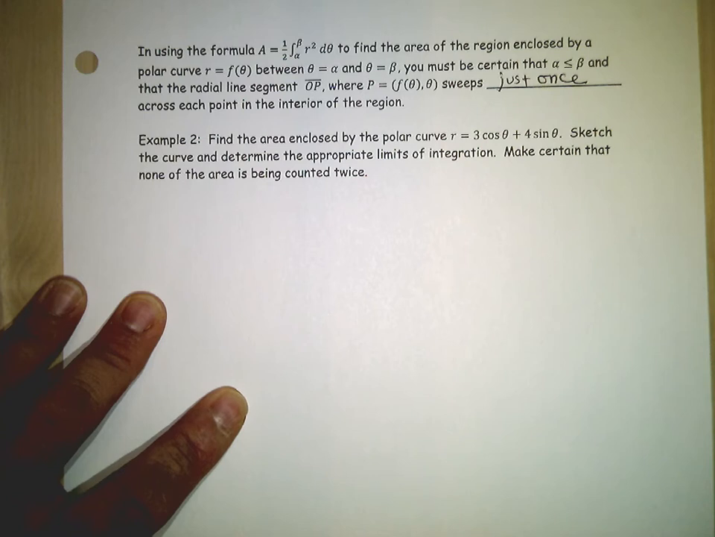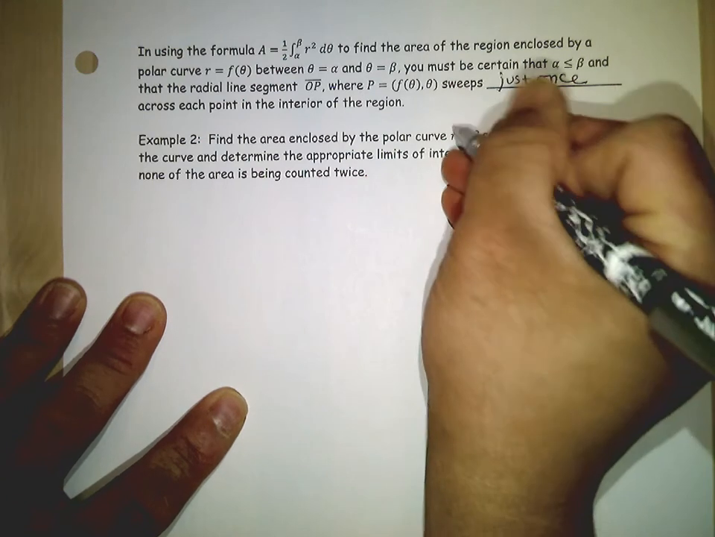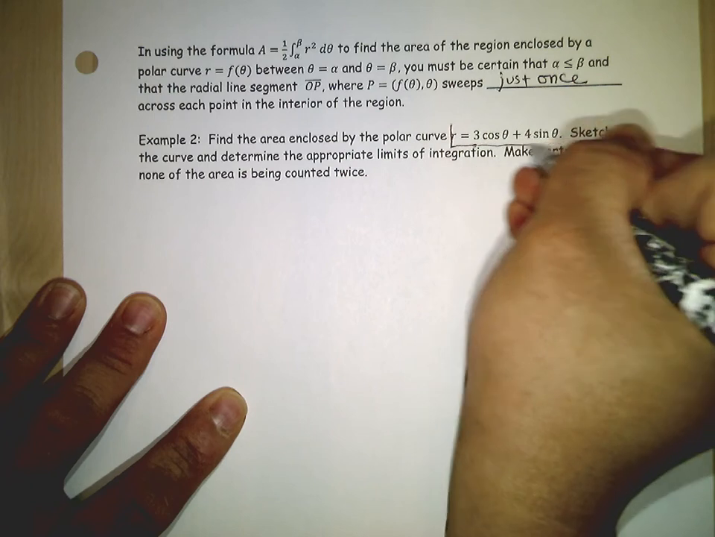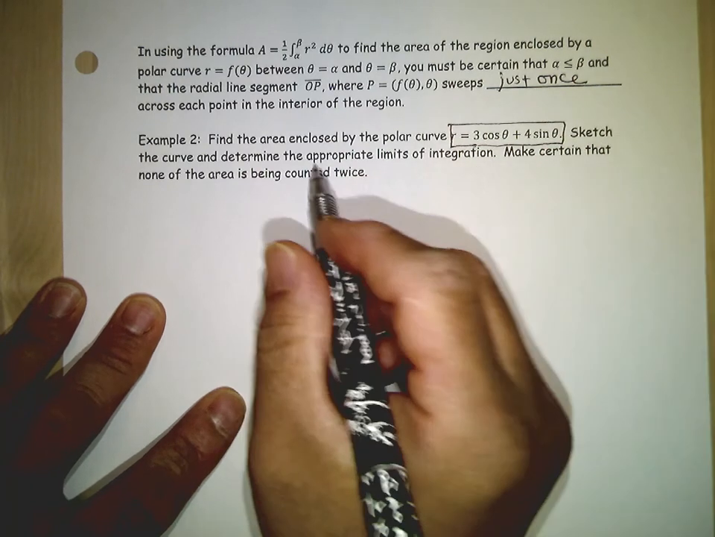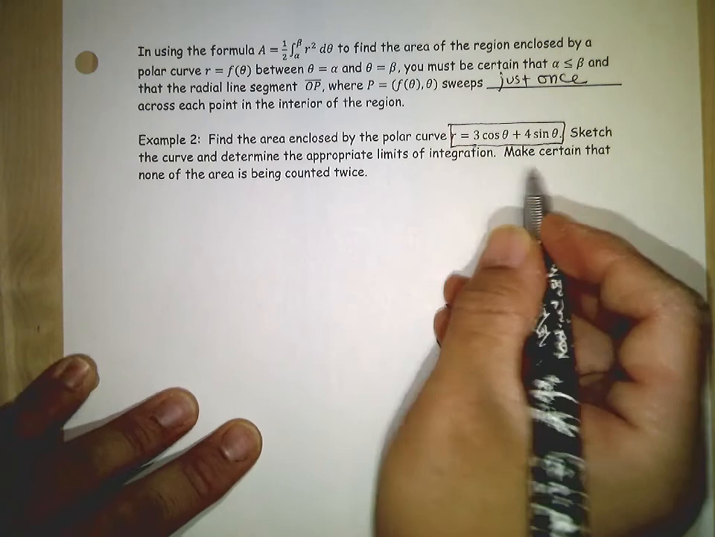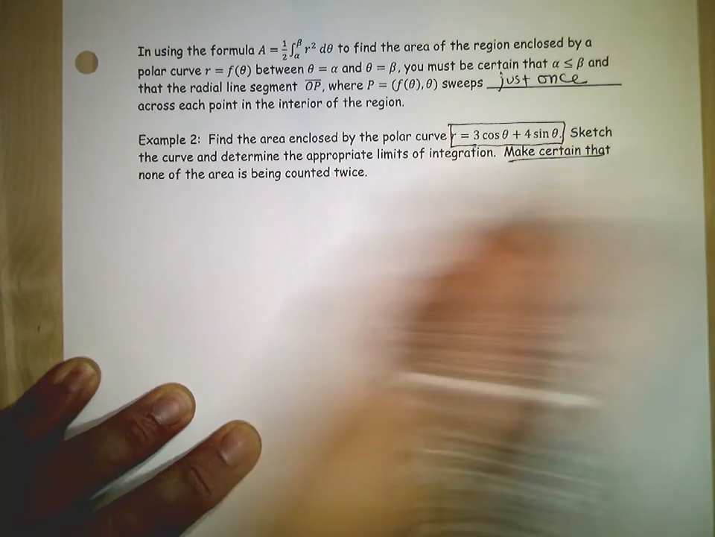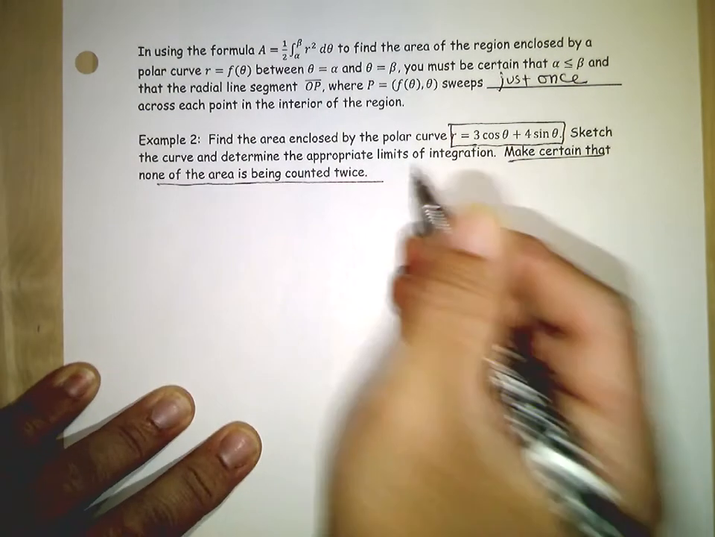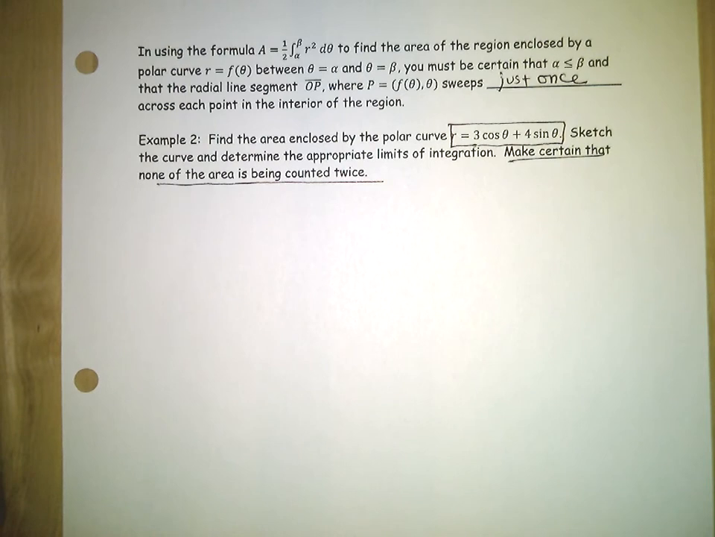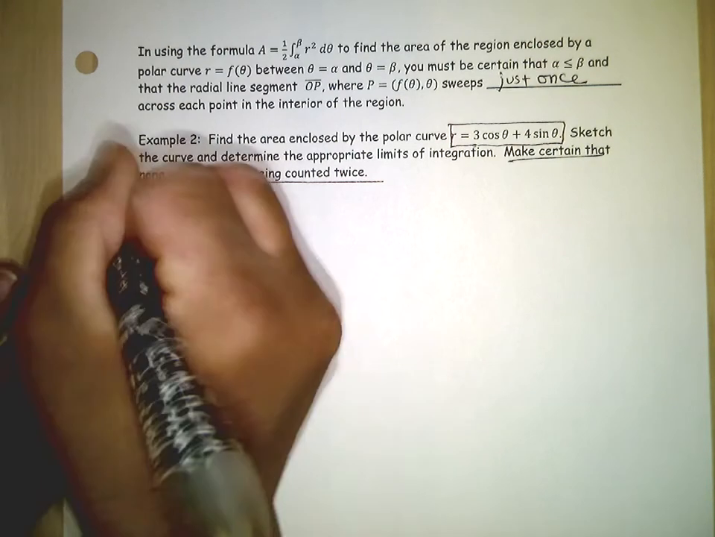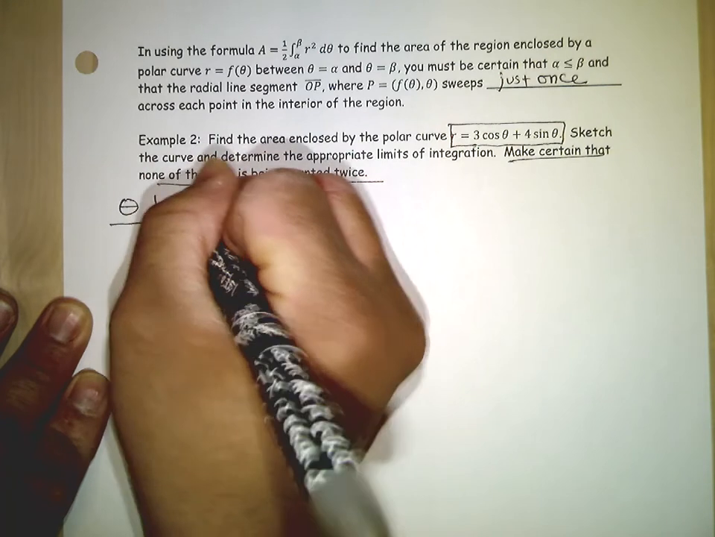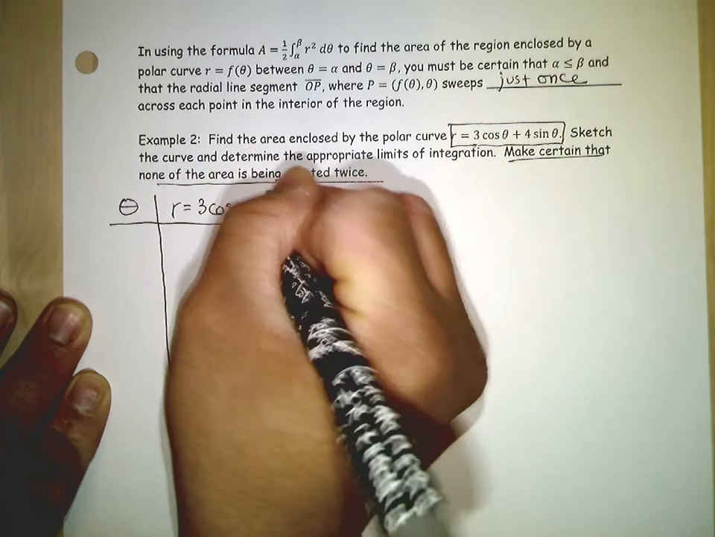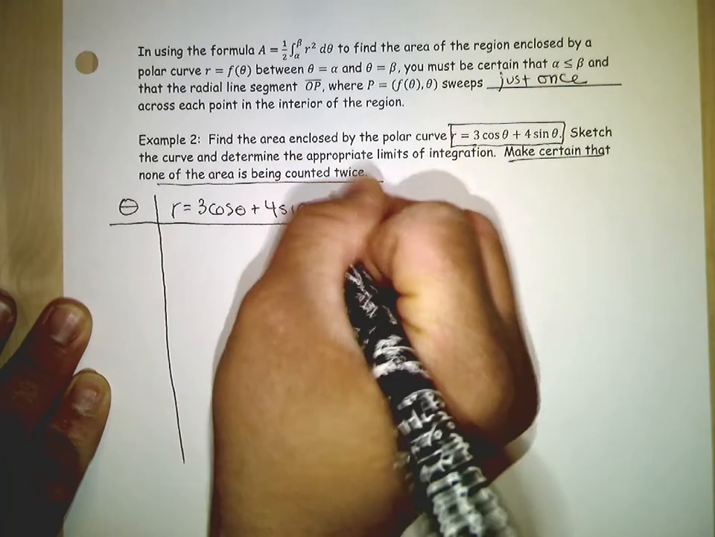All right, so find the area enclosed by the polar curve r equals 3 cosine of theta plus 4 sine of theta. Sketch the curve and determine the appropriate limits of integration. Make certain that none of the area is being counted twice, which I just warned you against. Okay, so let's make a table. Theta and r equals 3 cosine of theta plus 4 sine of theta.